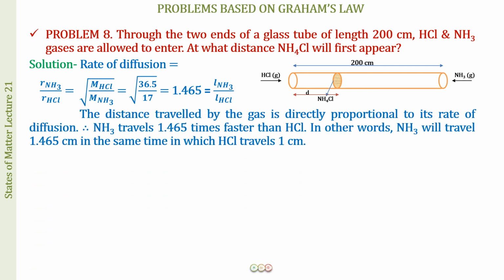So what this means is that as the distance traveled by a gas is directly proportional to the rate of diffusion, we can see that ammonia is traveling 1.465 times faster than HCl. Therefore, ammonia gas will travel 1.465 centimeter in the same time that HCl will travel 1 centimeter, right? So ammonia is traveling faster, it will cover a greater distance. So the ammonium chloride cloud will be formed closer to the HCl end. Okay, so I hope this is clear.